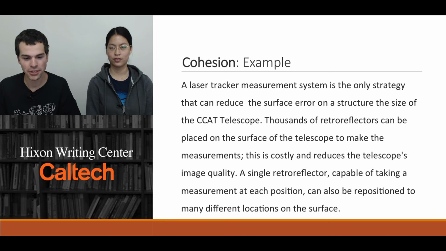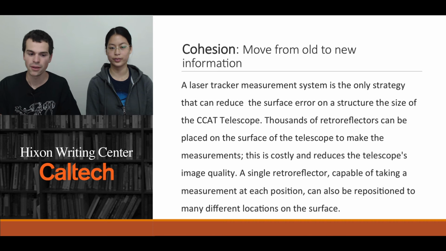A laser tracker measurement system is the only strategy that can reduce the surface error on a structure the size of the CCAT telescope. Thousands of retroreflectors can be placed on the surface of the telescope to make the measurements. This is costly and reduces the telescope's image quality. A single retroreflector, capable of taking a measurement at each position, can also be repositioned to many different locations on the surface. The first technique we're going to use on this excerpt is moving from old to new information.